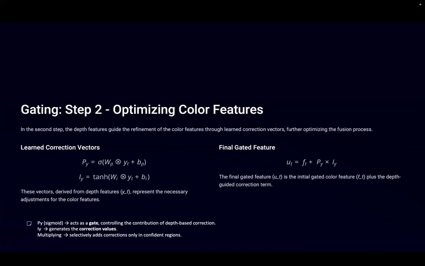So either it would be addition or subtraction based on the need. So at the end, we get a corrected color feature, UT, where we add the previous one and the multiplication of these both. So this is kind of an error correction in the color feature vector. I think it is clear.